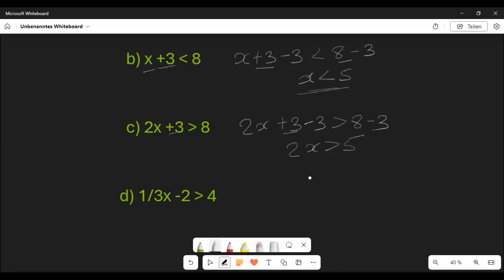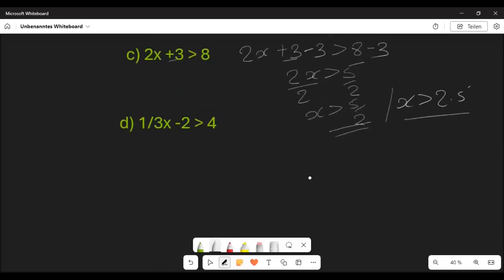For us to get the value of x, we have to divide both sides by 2. So we can say x is greater than 5 over 2. You can go further and get it in decimal, or you can leave it at this and you're done. Or you can go ahead and say x is greater than 2.5, if you want to leave it in decimal places, but still positive.